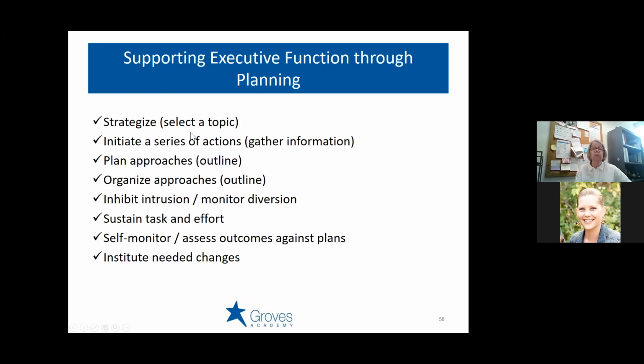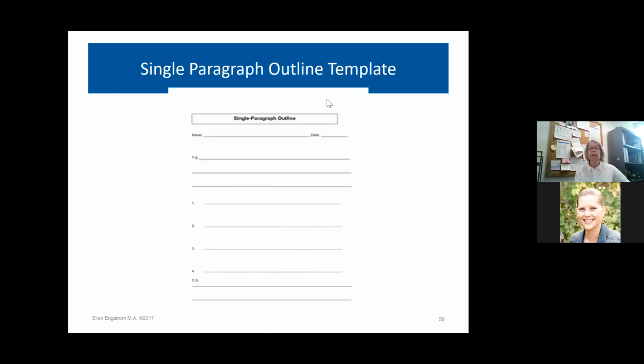So planning means you have to select a topic. You have to gather information. You need to outline and organize. You have to inhibit temptations to leave. You have to sustain your task and effort, and you have to look at your outcome, revise if necessary, and make changes. This is what the single paragraph outline looks like, and it's very easy.